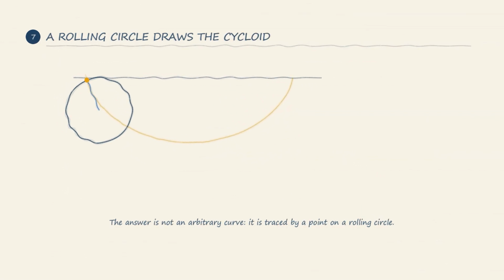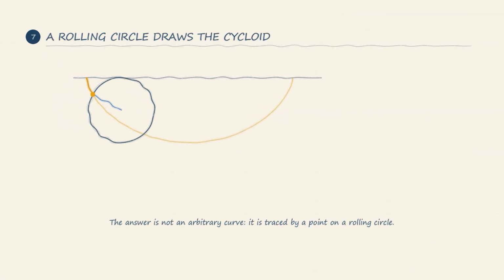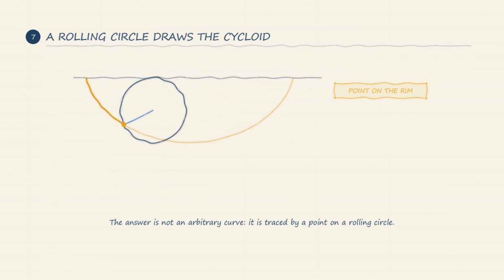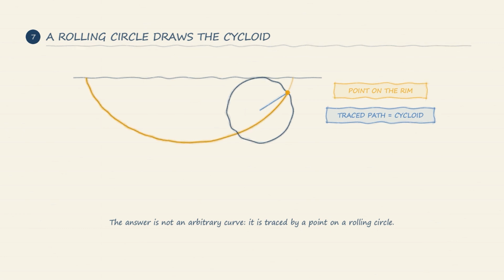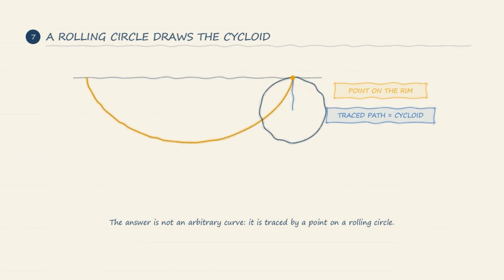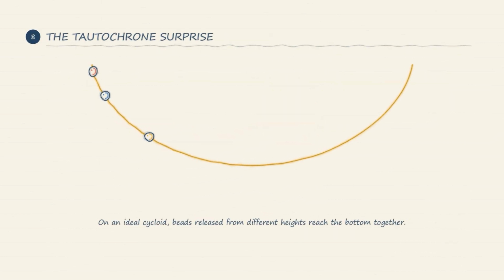A fixed point on a rolling circle traces a cycloid. The circle, radius, and traced point make the geometry visible. The same golden line is now a constructed curve, not a mysterious answer.